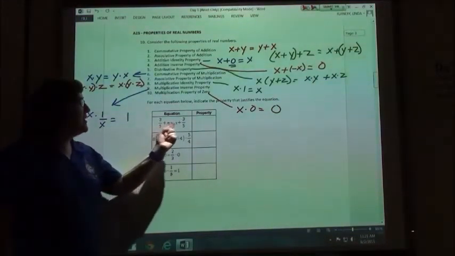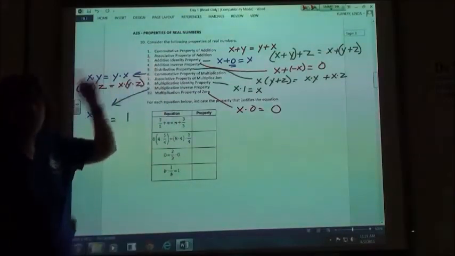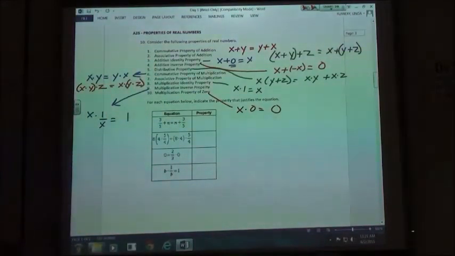So here, obviously, this is an adding property, so it's one of your first 4. If I have 3/5 plus n equals n plus 3/5, which property is that? Number 1, the commutative property. I just switched them around, changed the order.